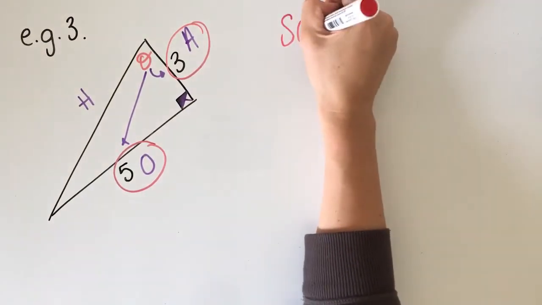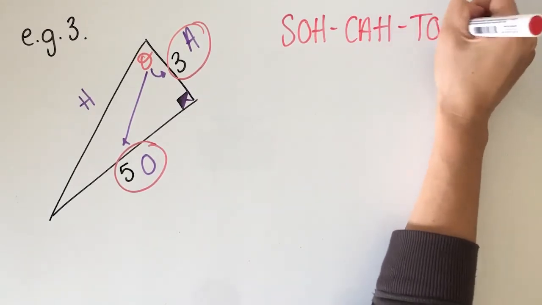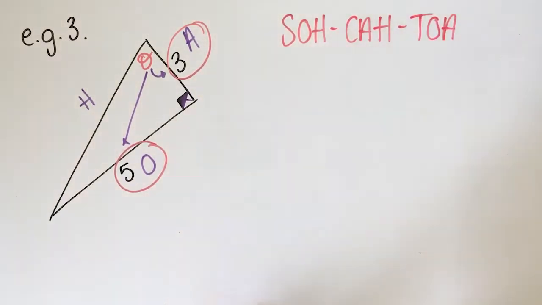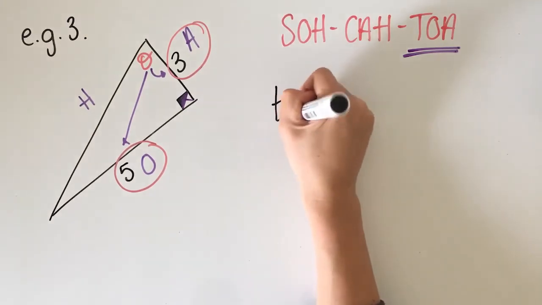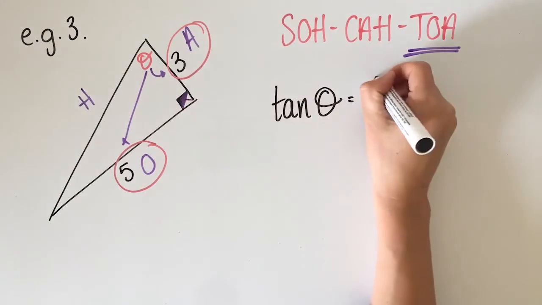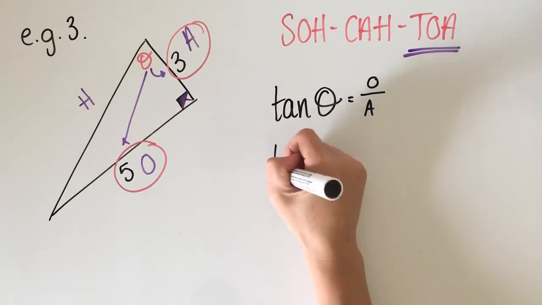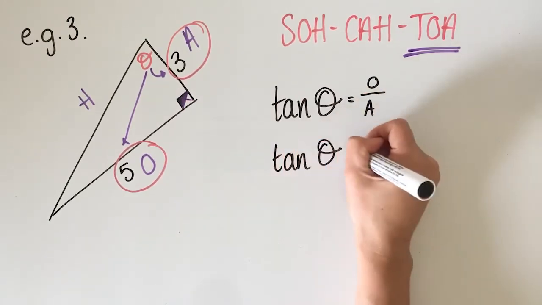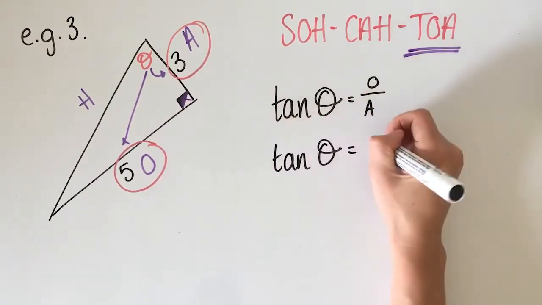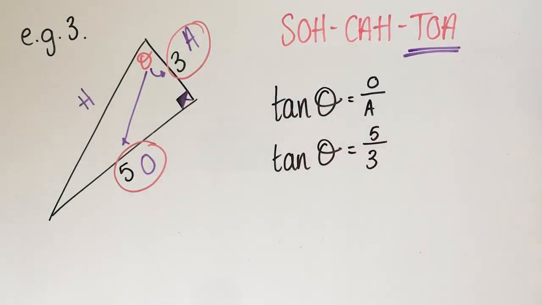So I'm going to write SOH CAH TOA. If I know I need an O and an A, that tells me I need this one. T stands for tan. So tan of an angle is going to be O over A. If you can't remember, it's whatever comes first in this. So then tan of an angle is going to change O to 5, A to 3, and now I've found my ratio.